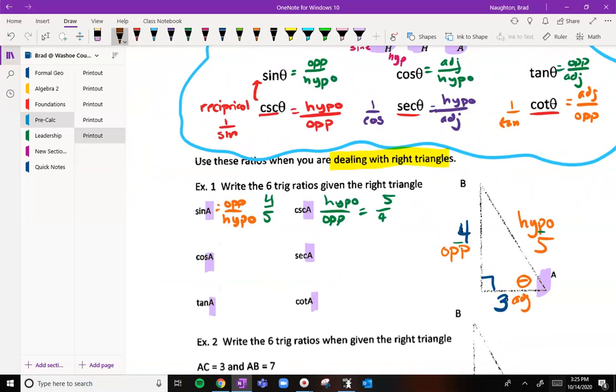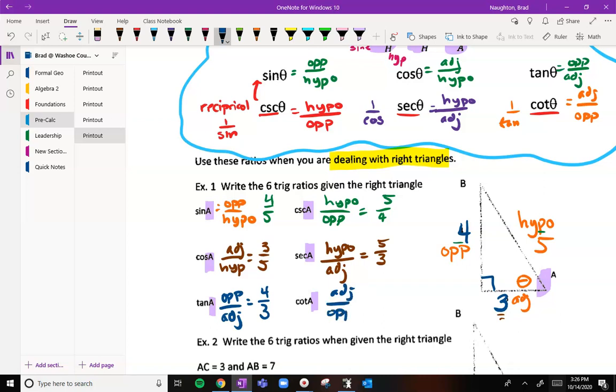cosine. That's going to be adjacent over hypo. So our adjacent side here is the 3. So 3 divided by 5. The secant is the reciprocal of that. So this is going to be hypo over adjacent. So that's 5/3. Okay. And then, ladies and gentlemen, we're going to have tangent, which is opposite. Let me change my color. Sorry, I thought I picked blue. Opposite over adjacent, because that's the TOA part. So our opposite is 4. Our adjacent is 3. The cotangent, our reciprocal, adjacent over opposite, which is going to be 3/4.